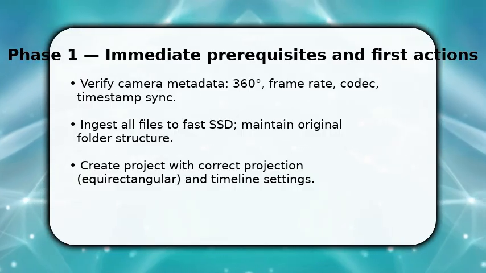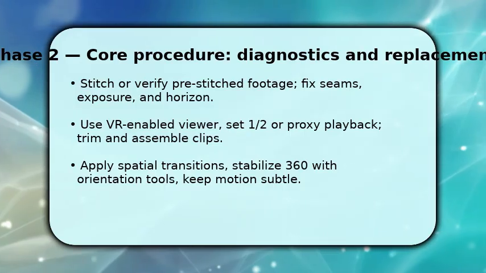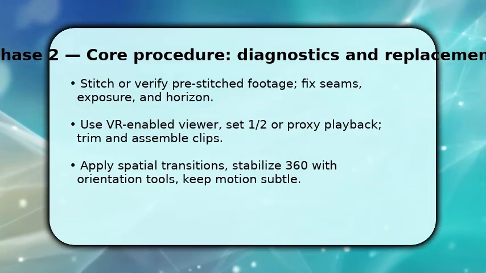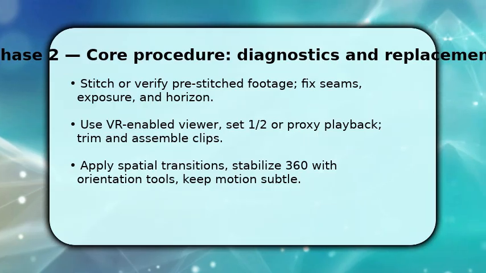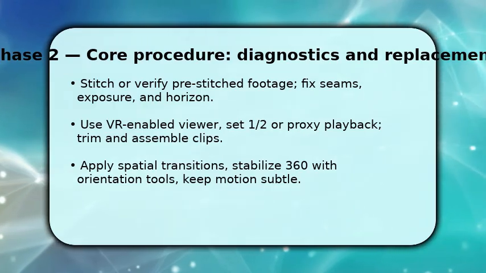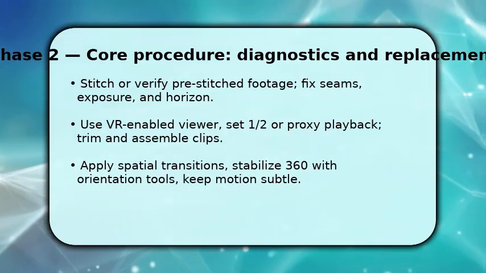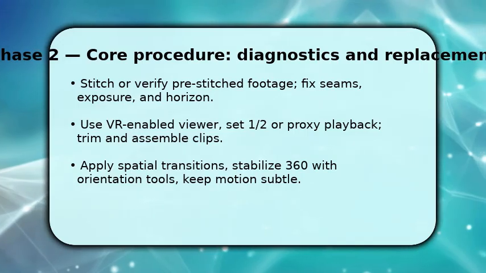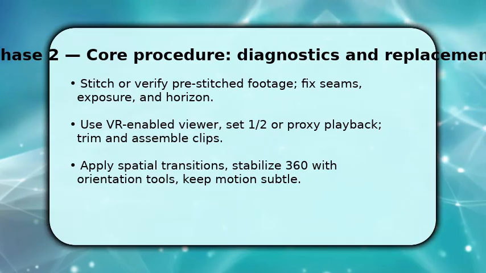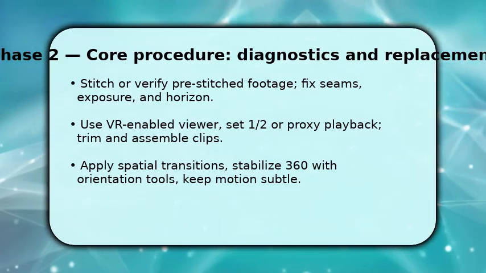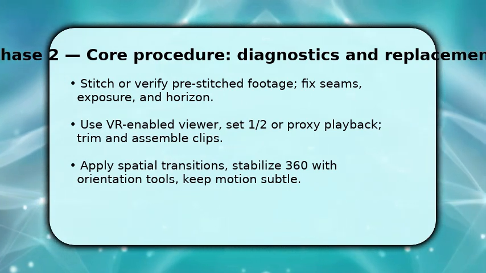You next handle stitching and detailed edits. If footage is unstitched, run your stitcher and correct seams and exposure differences. Otherwise, verify stitch integrity and horizon alignment. Use a VR-enabled viewer in your NLE or dedicated app, and switch to 1/2 proxy playback to maintain responsiveness while trimming and assembling clips. Apply spatial transitions and subtle stabilization using orientation tools so viewer comfort is preserved. And because motion can induce nausea, make changes gradual and purposeful.